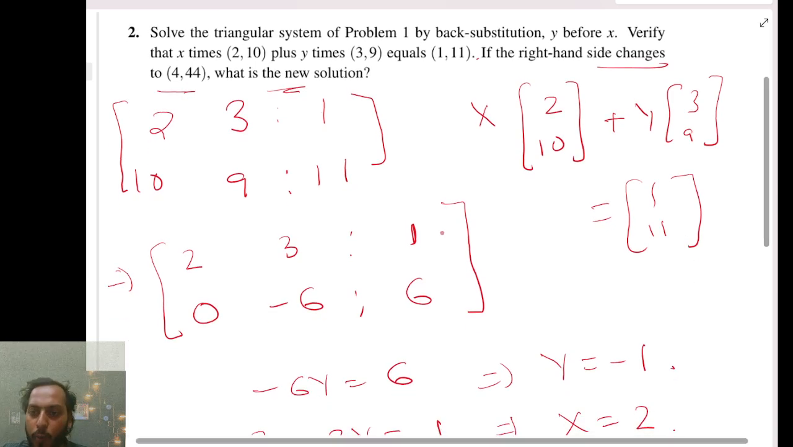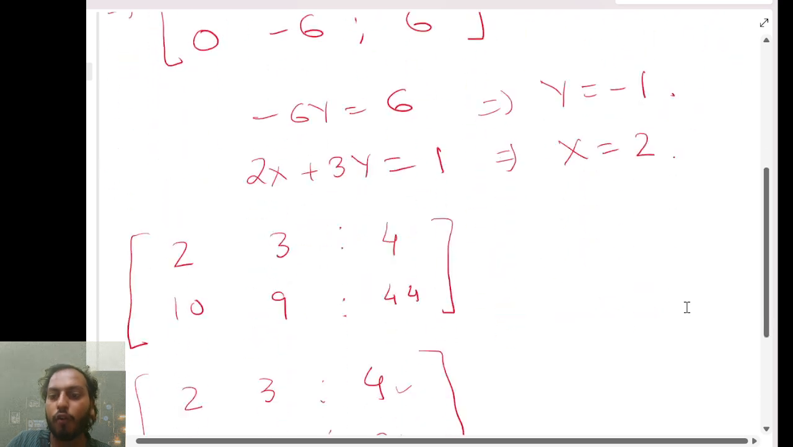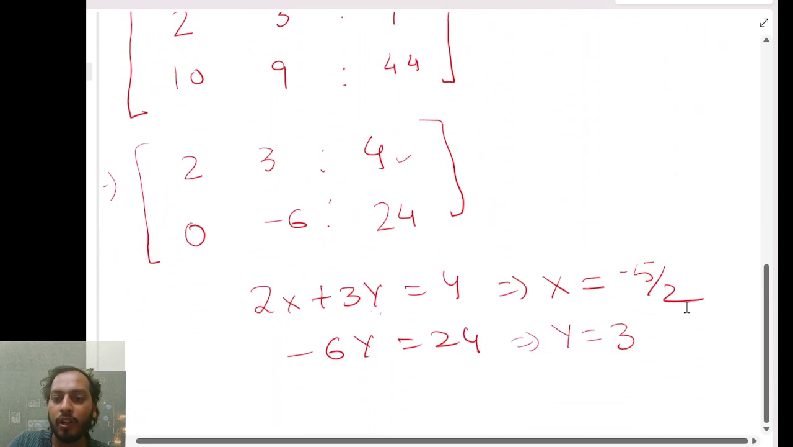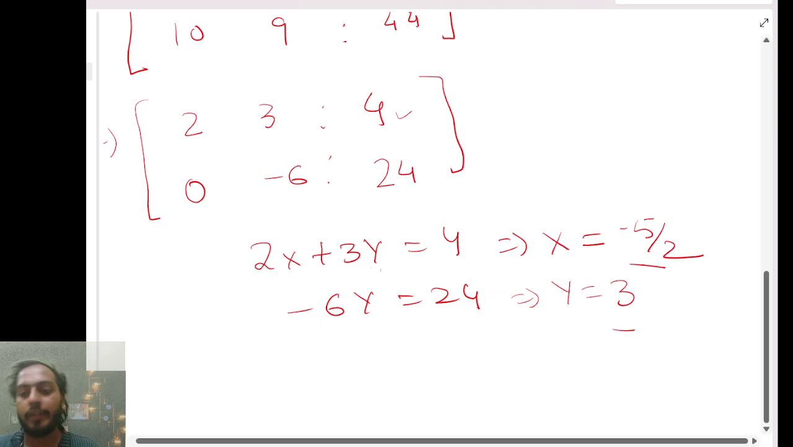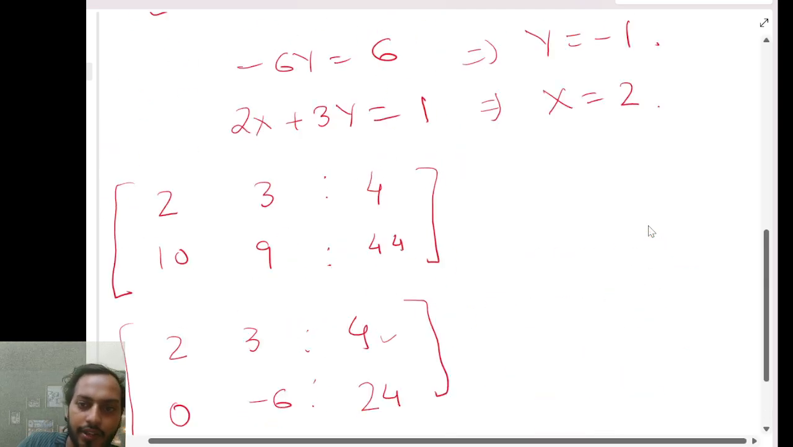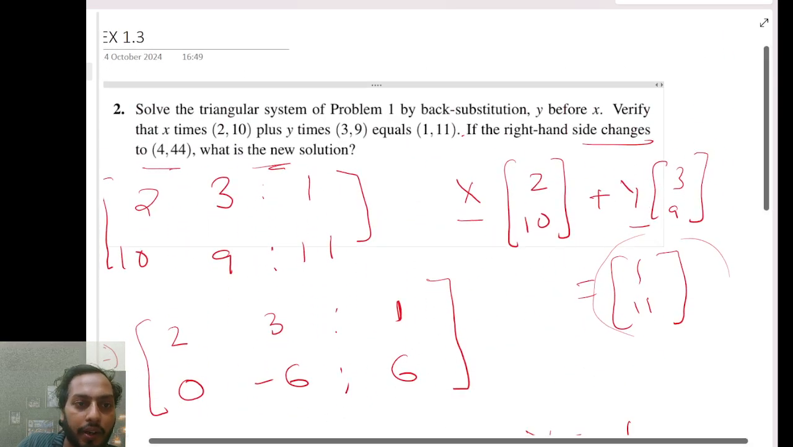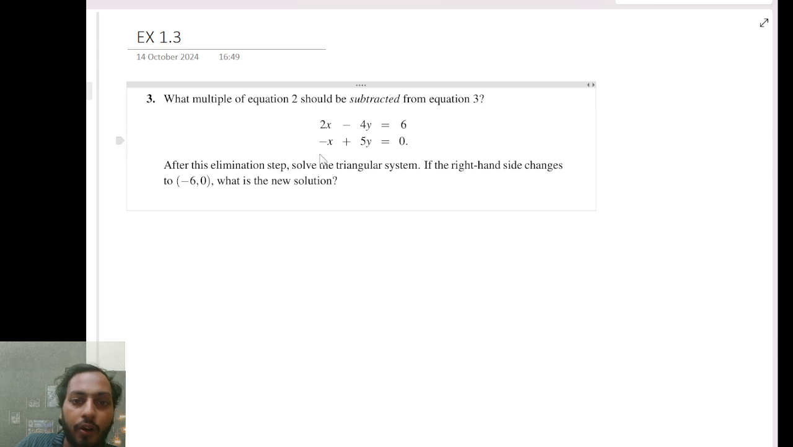But if I change this point 111, if I change my destination, then obviously my combination will change. If I change 111 to 444, then my combination will change into minus 5 by 2 and 3. That's okay. My second question is also completed, right? Okay, now let's come to the third question.